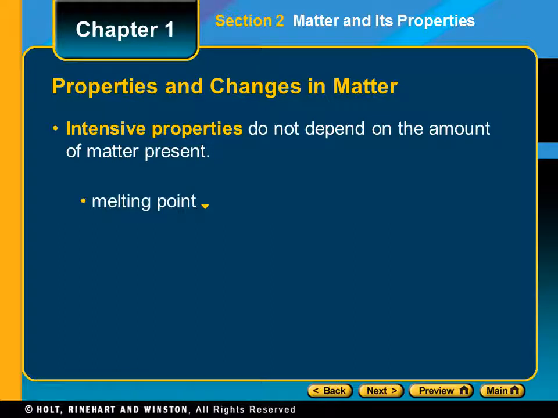So whatever the melting point is, it doesn't matter if you've got 10 grams or 1 gram, the melting point will always be the same. What's the boiling point? Same concept. What's the density? And by the way, these never change. Okay, if you're talking about the melting point of gold, it's a known property. It is always the same. There's nothing you can do to gold to change the melting point.